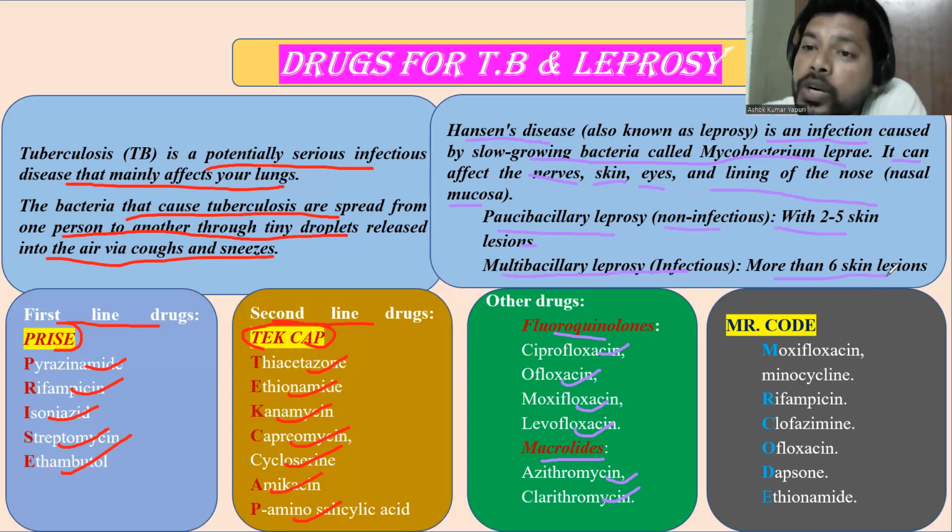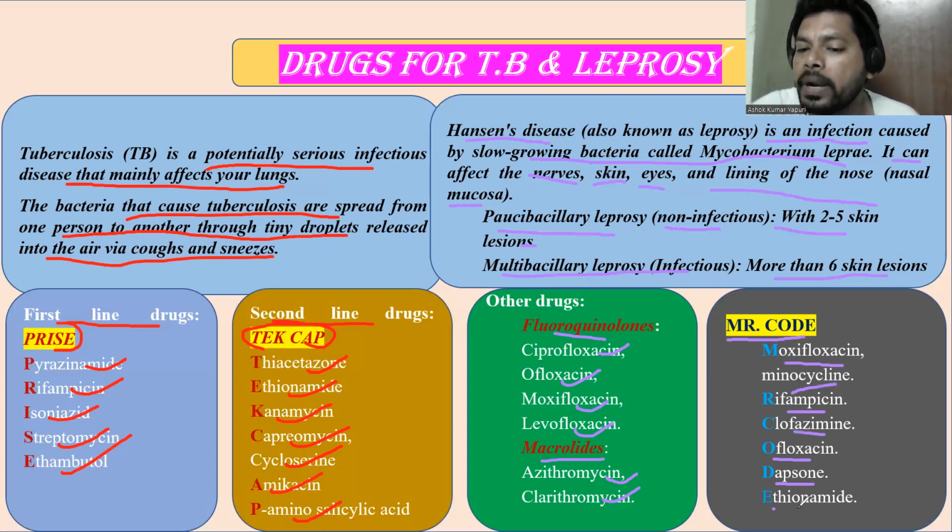And there are very few drugs for the treatment of leprosy. That also I have given with a crazy trick, that is Mr. Code. So M means moxifloxacin, which is a fluoroquinolone, and minocycline is a tetracycline, and rifampicin, generally for tuberculosis, is also used for the treatment of leprosy. And clofazimine. Clofazimine is specifically for leprosy treatment. And ofloxacin, again a fluoroquinolone. And dapsone is also a specific drug for the treatment of leprosy.